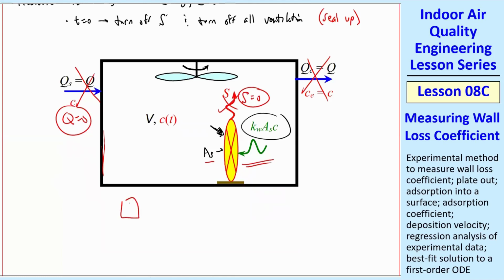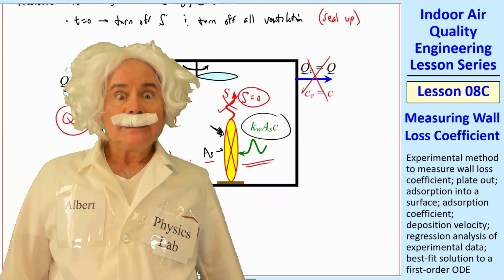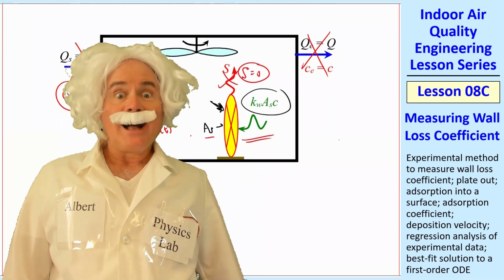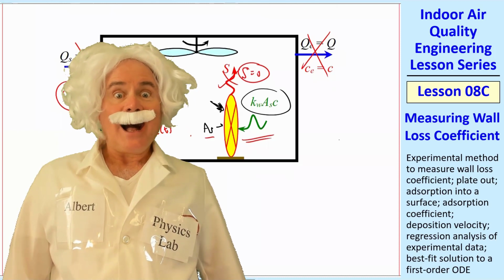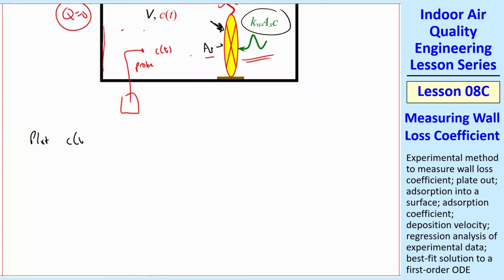You also would put some kind of a probe to measure C as a function of time, and we assume it's well mixed, so it doesn't really matter where here you measure that. This is like a flux chamber without the flux, yeah? Yes, Albert, I suppose it is. Now let's plot C as a function of time.